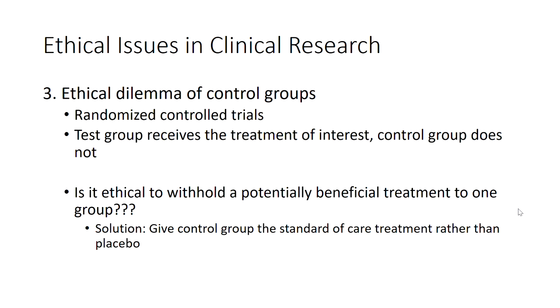And then there's the ethical dilemma of control groups, which I touched on briefly earlier. With a randomized controlled trial, you have your experimental group and your control group, where the test group receives the treatment of interest and the control group does not. But if someone has a deadly disease, it's not ethical to withhold treatment from them. So you have to give them something. Sometimes if a person has a terminal illness, they will get the standard of care, whatever that may be. The test group might receive the standard of care in addition to the treatment of interest, just in case the treatment of interest doesn't work, so they're at least getting the standard of care.